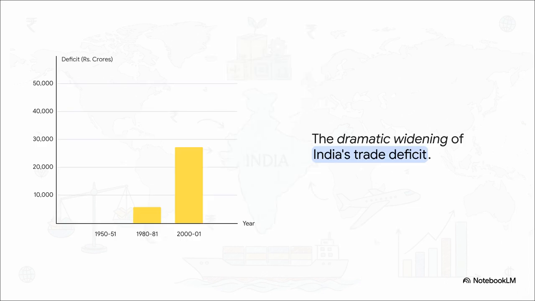To really wrap our heads around the magnitude here, let's pull out 3 pivotal moments. Back in 1950, the deficit was relatively tiny, about 2 crores. But fast forward to 1980, right after those massive global oil price hikes, boom, that deficit balloons to over 5,800 crores. And by the year 2000, we're looking at a staggering gap of over 27,000 crores. The structural reliance on essential imports just relentlessly pushed that gap wider and wider.